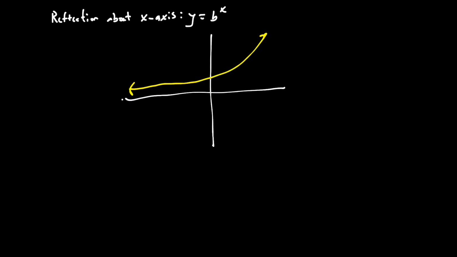A reflection about the x-axis takes all the positive y values and makes them negative, and all the negative y values and makes them positive. The way to achieve this using an equation is that we multiply our original equation by a negative 1. And the resulting graph will look as follows.